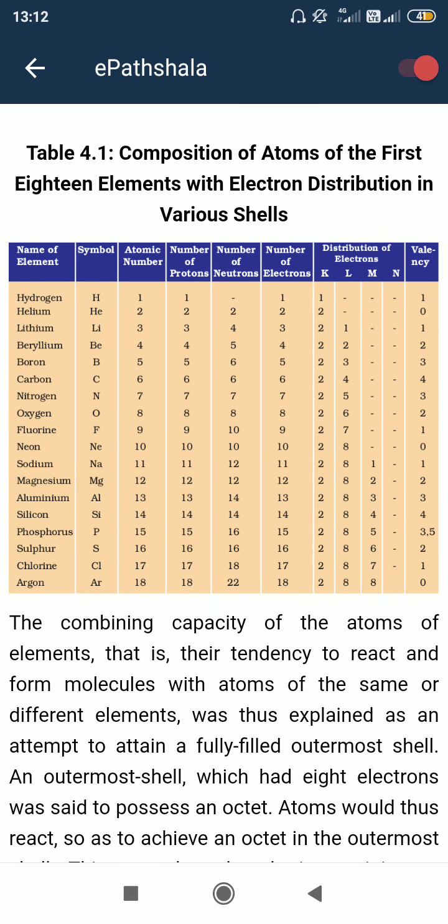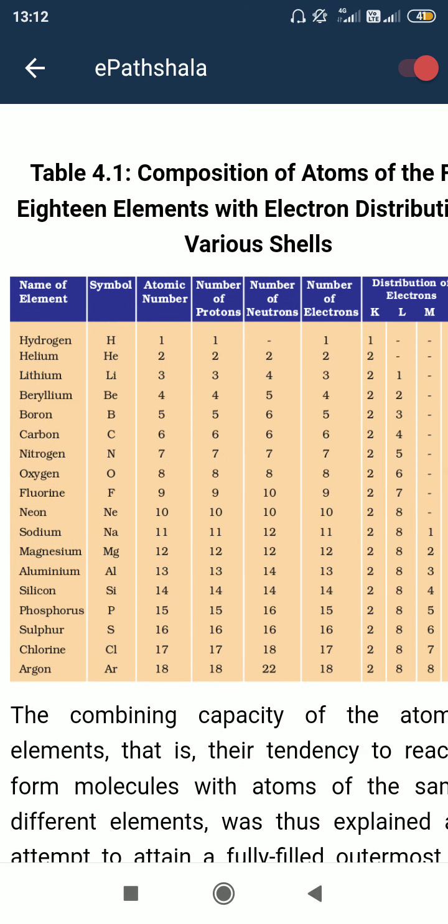So valency, here you can see one thing. See, the composition of atoms of the first 18 elements. From atomic number 1, it is hydrogen, helium, lithium, beryllium, boron, carbon, likewise it is going. We need to remember some of them. Mostly hydrogen, that is 1, helium 2, lithium 3, beryllium 4, boron 5, carbon 6, nitrogen 7, oxygen 8, fluorine 9, up to this. Then sodium 11, magnesium 12, likewise.